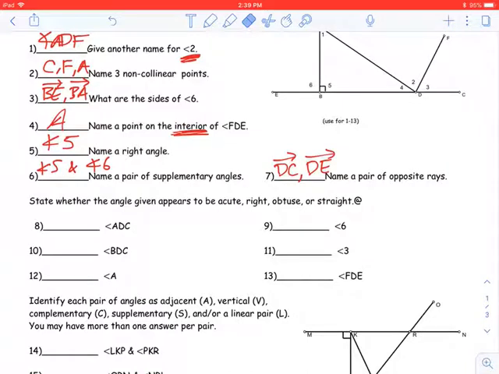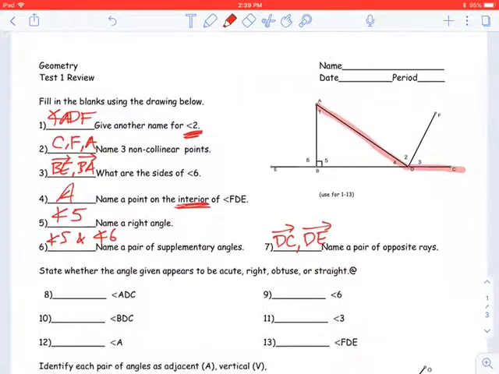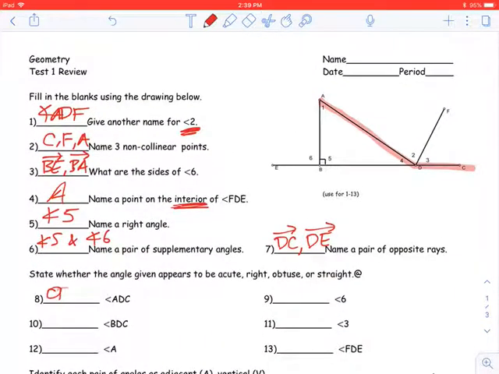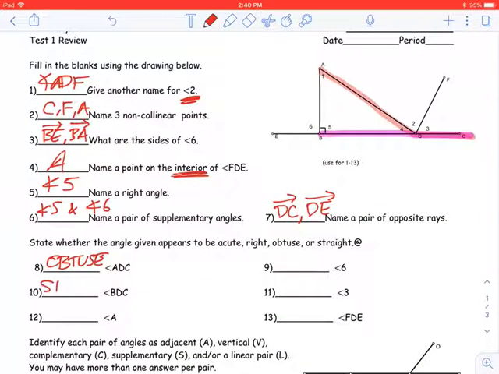Now, for the bottom here, we're still looking at the same picture. State whether the angle given is acute, right, obtuse, or straight. So ADC. Looking at our picture, we start with A, going to DC. Obviously, that's pretty big, so that's going to be obtuse. Okay. BDC. So start with B, it's going to DC. Since it's a straight line, we call it a straight angle.